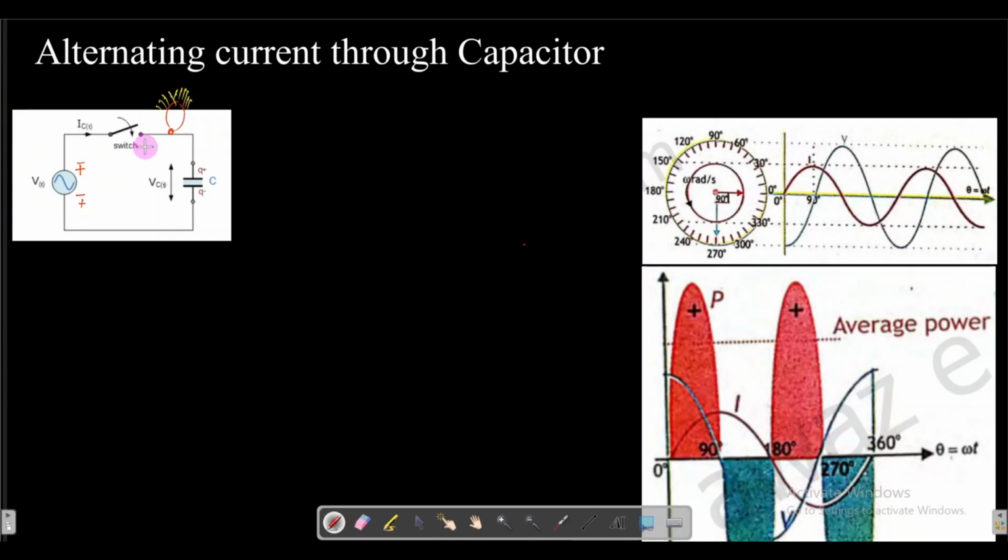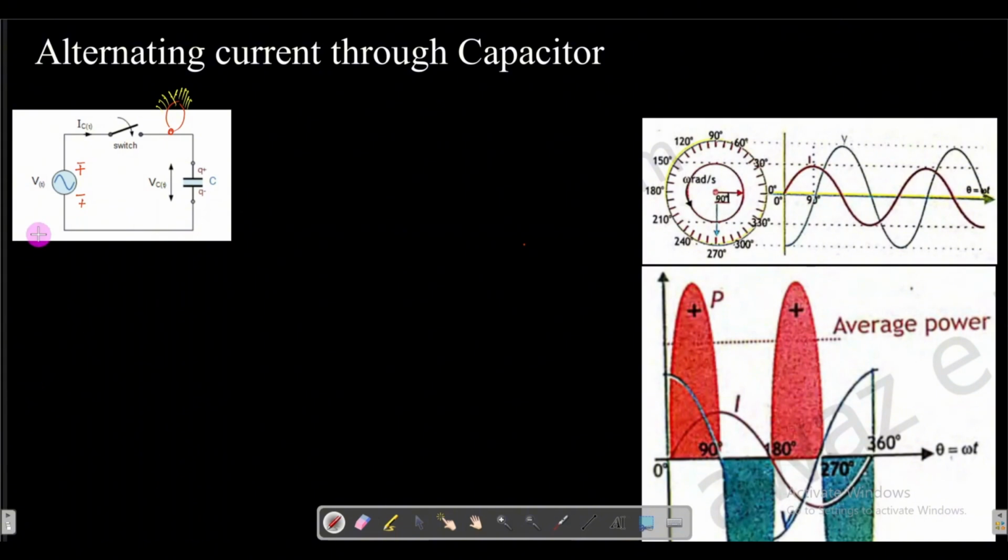But in the case of DC, the bulb will be off, because the electron will flow here. Let's say this plate becomes positive in case of DC and this negative. Here the potential will be more as compared to this, and if the potential difference is 0, then no current will flow in this conductor. In that case the bulb will be off.